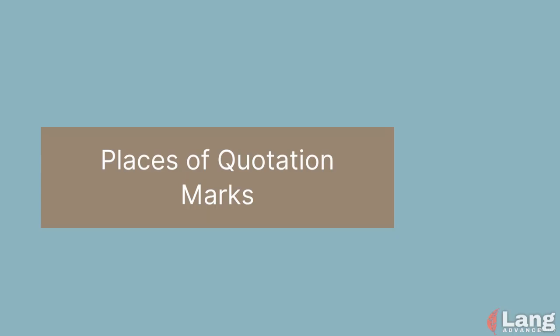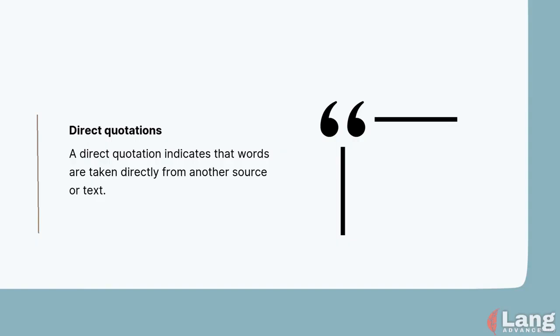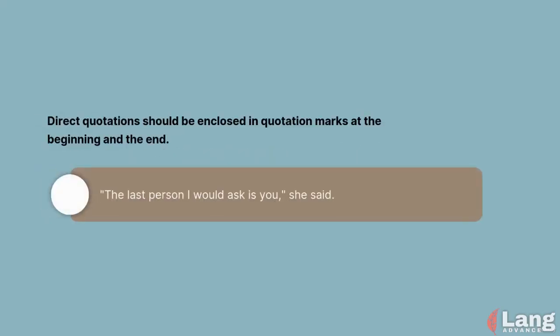Places of quotation marks. In a quotation, quotation marks indicate the beginning and end of the reference. They let the reader know when you used direct speech or material from another source. Now have a look at the places of quotation marks. Direct quotations. A direct quotation indicates that words are taken directly from another source or text. Direct quotations should be enclosed in quotation marks at the beginning and the end.